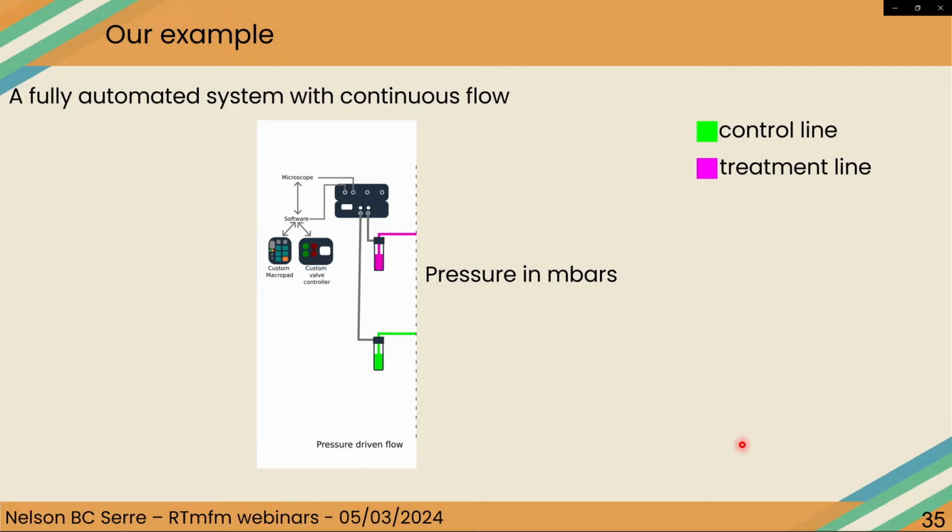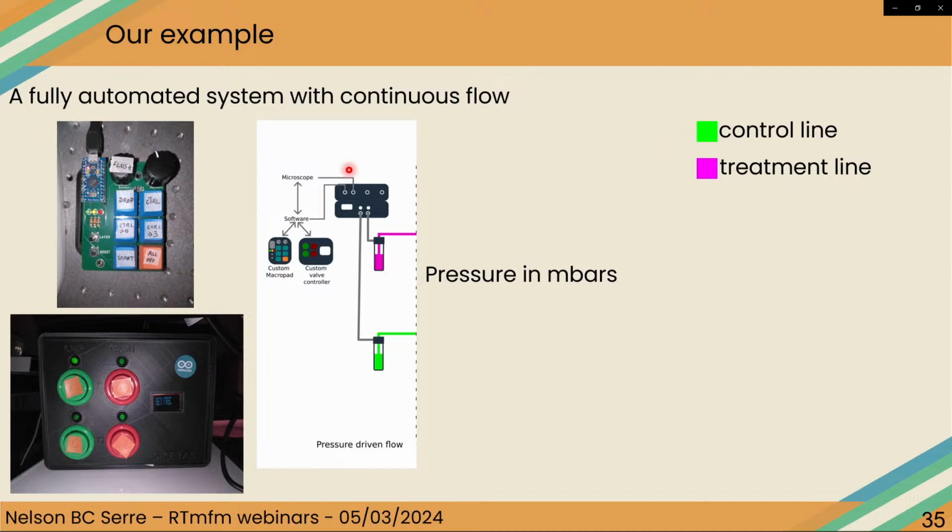And so to finish, I wanted to show you my example of a microfluidic system, which is a fully automated system which has continuous flow. By continuous flow, I mean that I have two pressure outputs that pressurize two tubes. One is my control, one is my treatment. And wherever they go, in the chip or not, the flow is always moving to avoid sticking of things, precipitations, and other things. And so I have these pressure controllers that control the pressure in millibars and are connected to the microscope for automation, but also to its software.